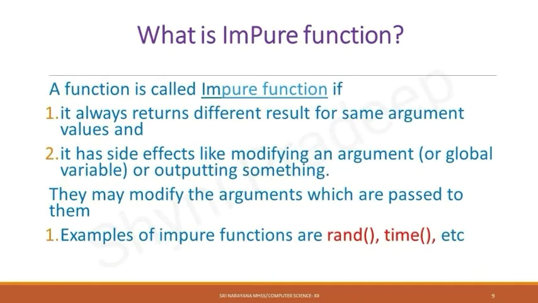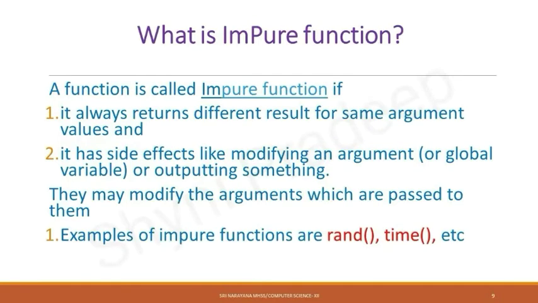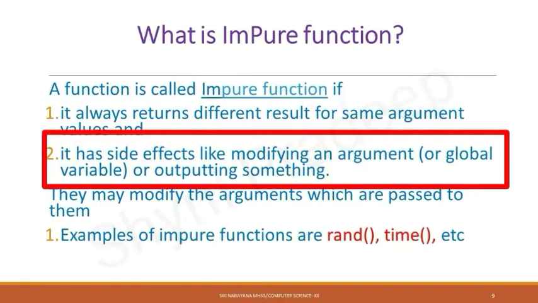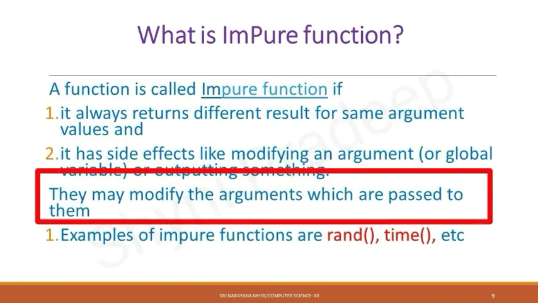What is an impure function? Impure functions are functions which will give a different result when the same arguments are passed, which means it returns different results for the same arguments. Pure functions will give the same result for the same arguments, but impure functions give different results for the same arguments. And the next point, it has side effects because it depends on an outside variable. It has an external variable. Impure functions may modify the arguments which are passed to them.